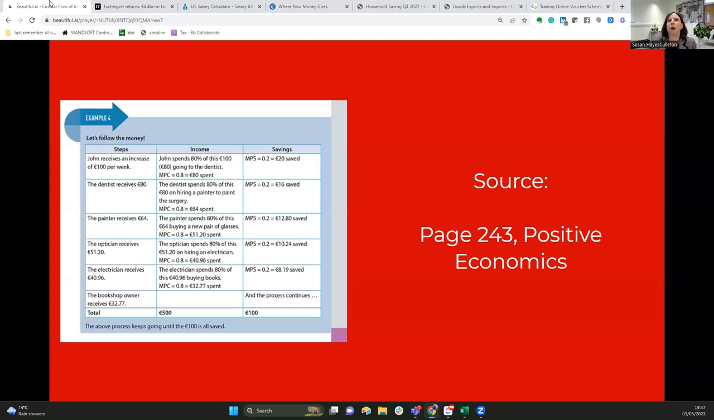If John didn't receive the increase of the 100 euros in the week, look what wouldn't have happened. And this is the problem with recession: when recession happens and people don't spend money, look at all of the knock-on effects. It's not that Alan maybe doesn't go out for pizza. Maybe he gets takeaway instead and he orders at home. In that case, he probably won't spend as much as if he went out for the pizza. Maybe he doesn't get the pizza at all. Maybe he cooks at home. Maybe he doesn't cook at all. Maybe he just eats the dinner at home.